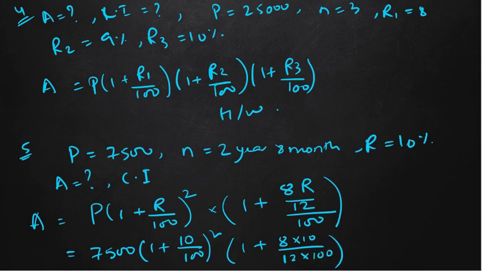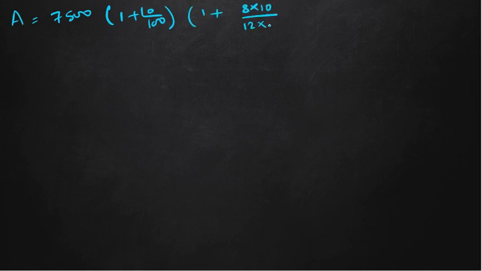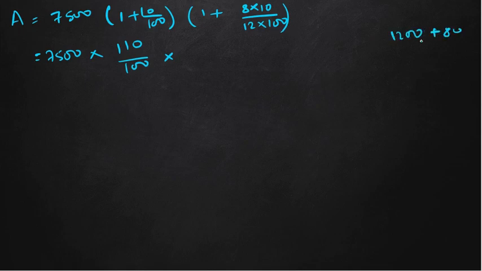Okay, so if we solve this on the next page, our amount is 7500 into 1 plus R by 100, again into 1 plus 8 into 10 by 12 into 100. Fine. So just solve this one. How to solve? 7500 into, this will be 110 by 100 into, this will be 12 into 100, which is 1200 plus 80. So this will be 1280 divided by 1200.